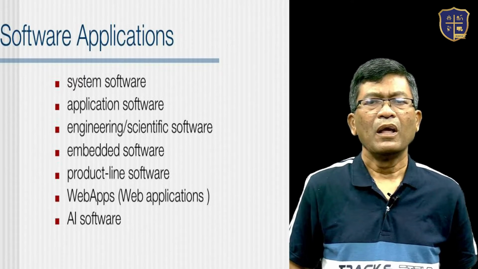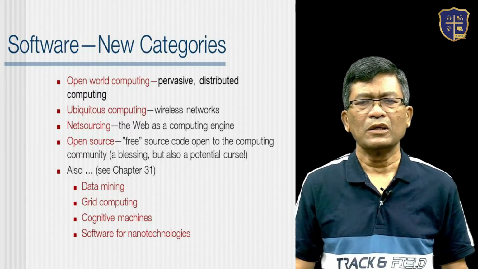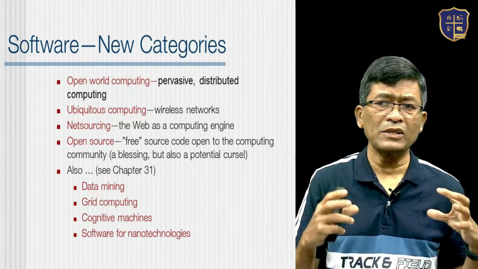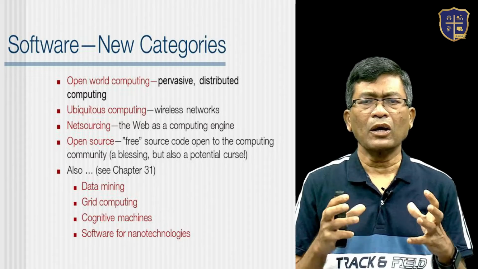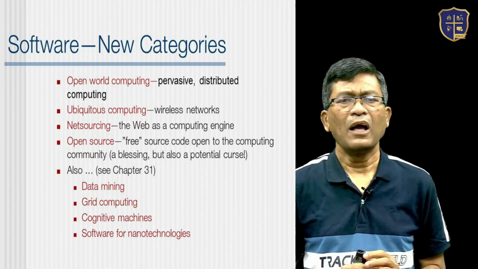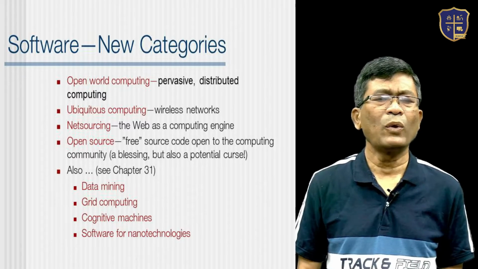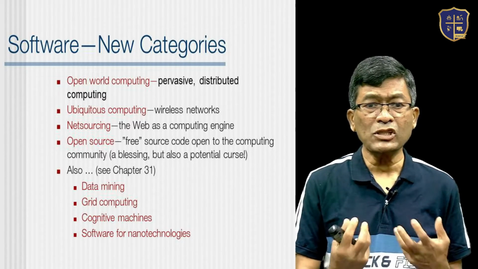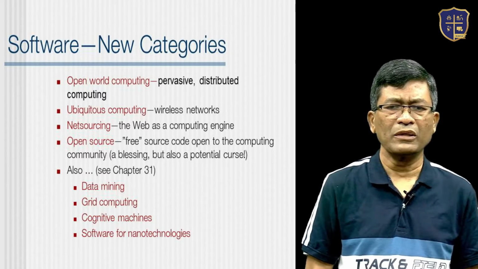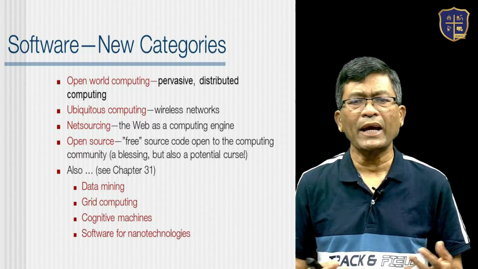industry today. And of course, there are new categories: open world computing, that is the software solution is distributed; pervasive, that is it is taking control of the entire environment wherever it is. It's pervasive, and it is ubiquitous. Anytime, anywhere you can access software through wireless networks and so on. It is net sourcing, taking things from different sources, the web as the basic computing engine. And it is open source, we say open source software when it is open to the entire community.